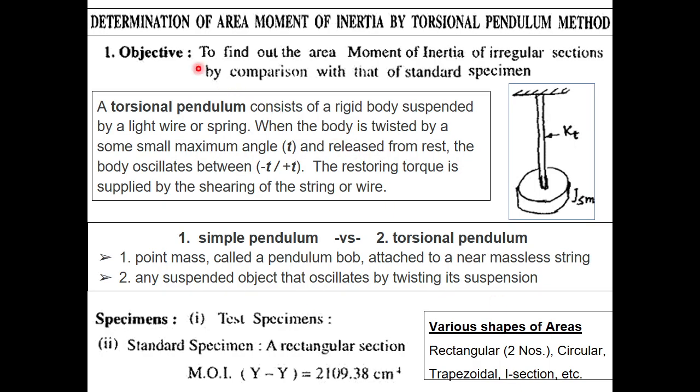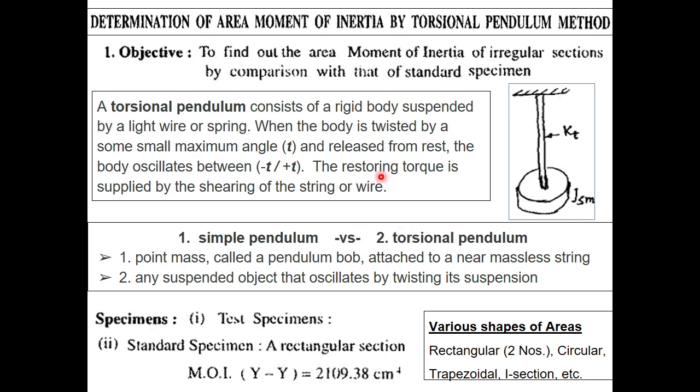So what is the objective? To find out the area moment of inertia of an irregular section by comparison with that of a standard specimen. What a simple pendulum is and what a torsional pendulum is we have explained. Something is written here also.